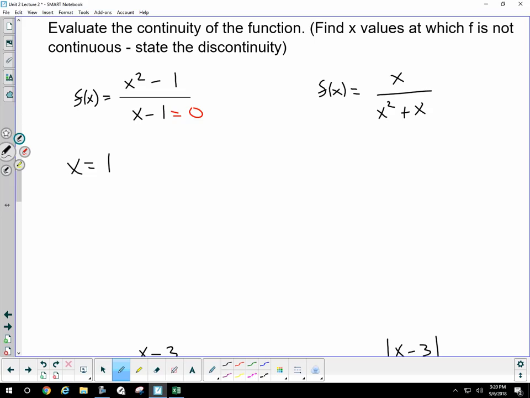Now, the type of discontinuity. Well, that's easy to find too. If you just analyze the function value at 1 and realize that I get 0 over 0, that is telling me that this x equals 1 is removable. It's the location of a hole.